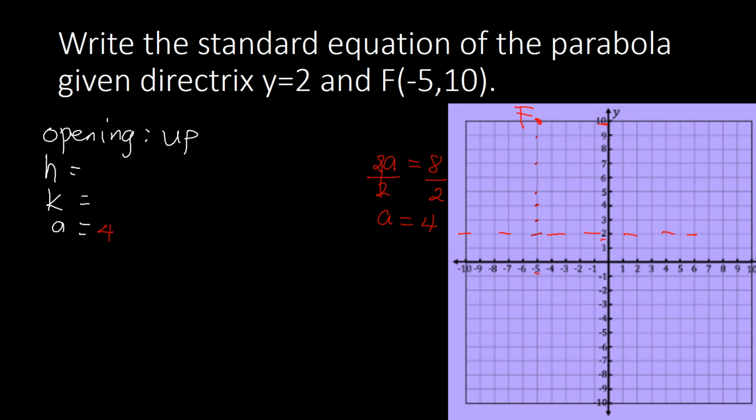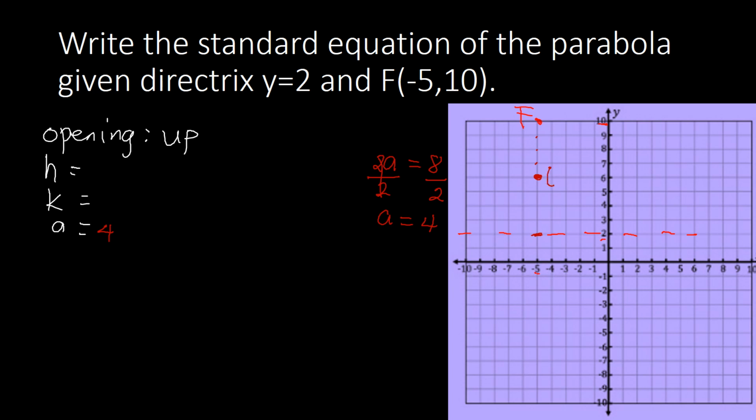Now, since we've got a equal to 4, we can either count from the directrix 4 units to identify our vertex, or we can count 4 units from the focus. I'll start with the directrix here. We have 1, 2, 3, and then 4. So this is where our vertex is located. If you count from the focus as well, this is 1, 2, 3, and 4. So there are 4 units from focus to vertex and from directrix to vertex.